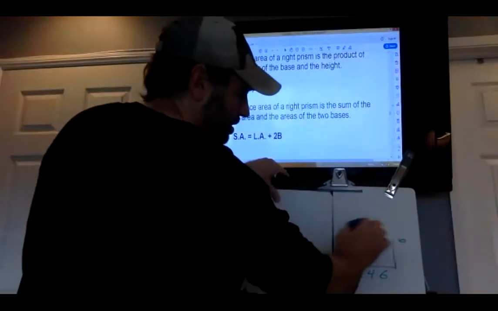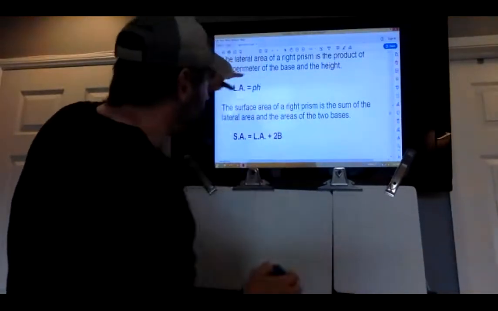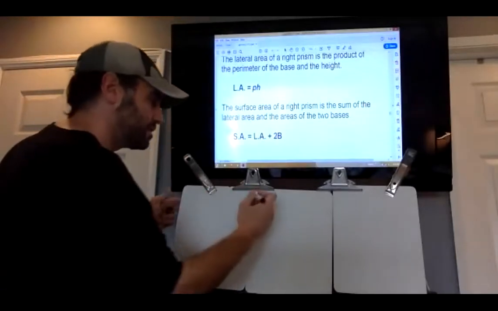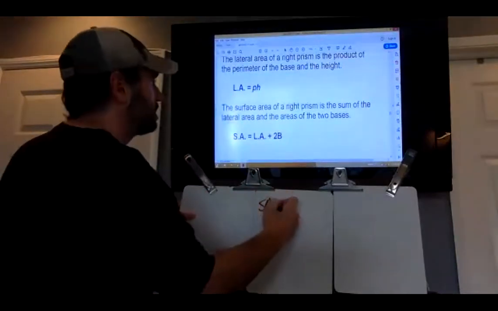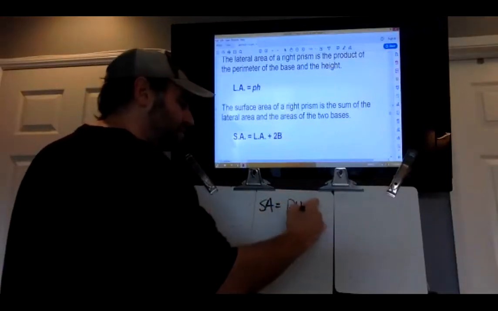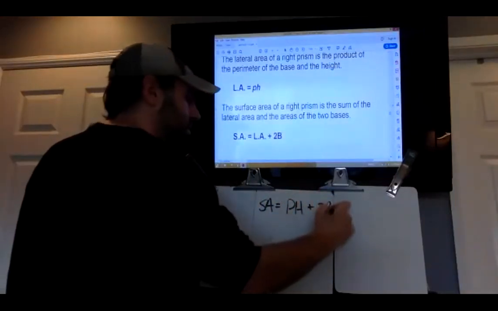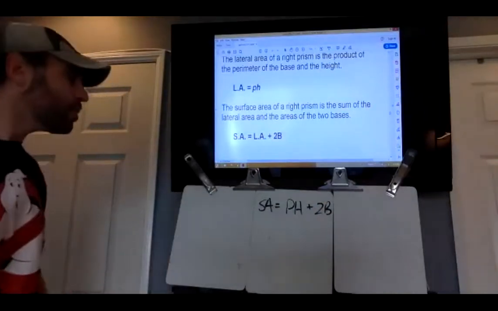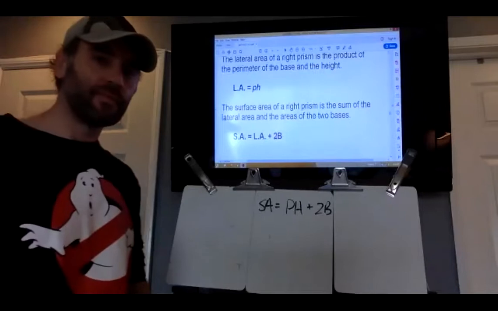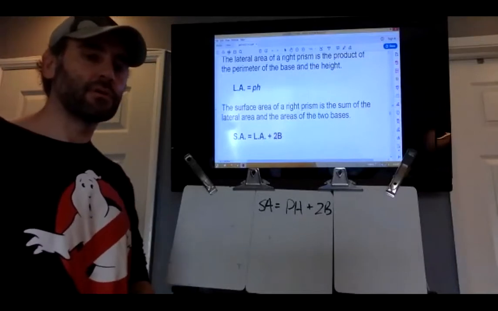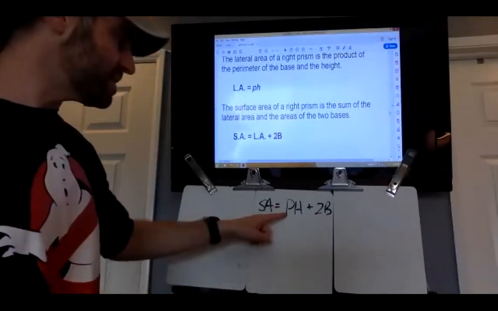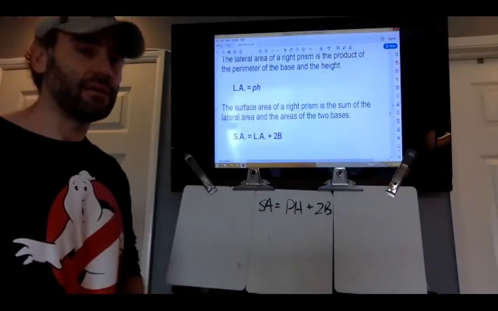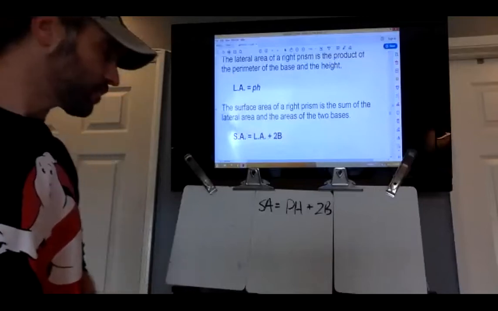Can you guys do that? Substitute pH in there. What do you get? Surface area is pH plus 2B. That'll work for all prisms. What does pH stand for? Perimeter of the base times the height of the prism. So you might want to take notes of that.